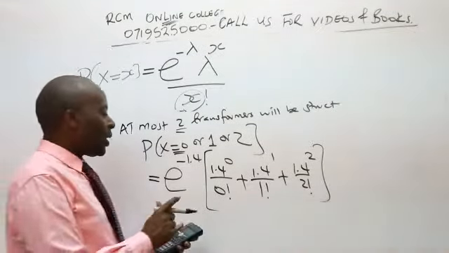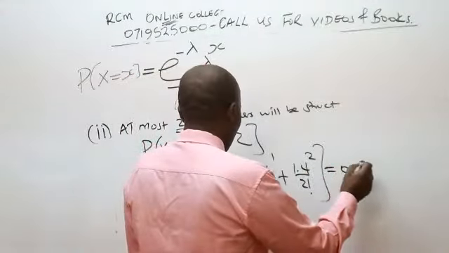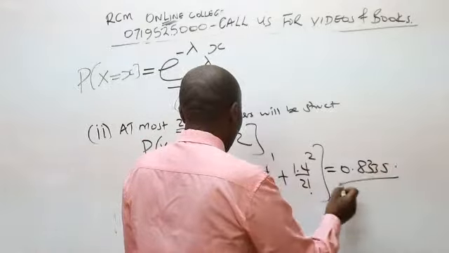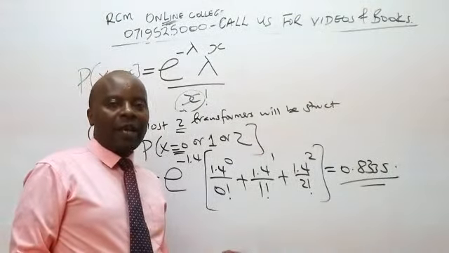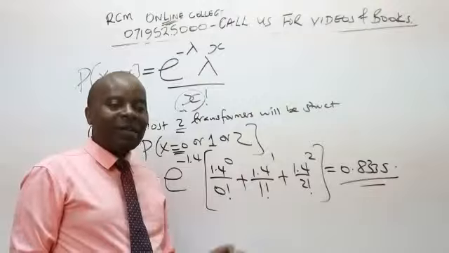So what I'm able to get here, ladies and gentlemen, the final answer is 0.8335. And that is it. Quite an easy thing. A Poisson distribution.